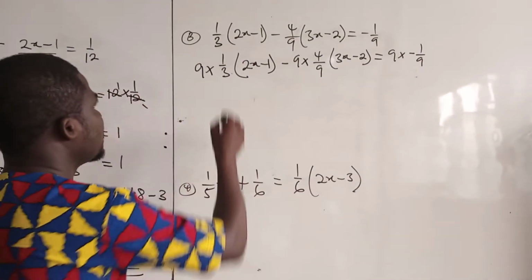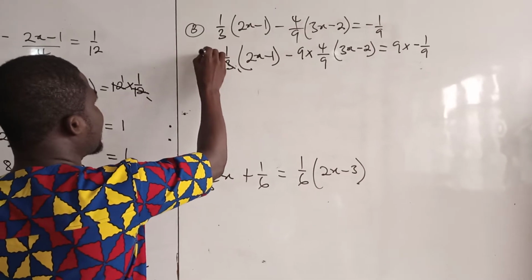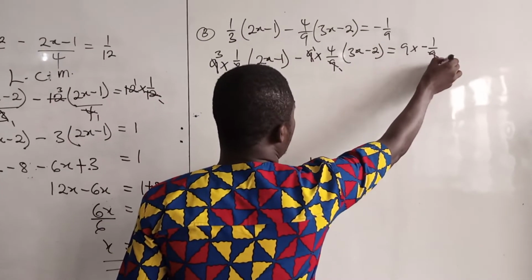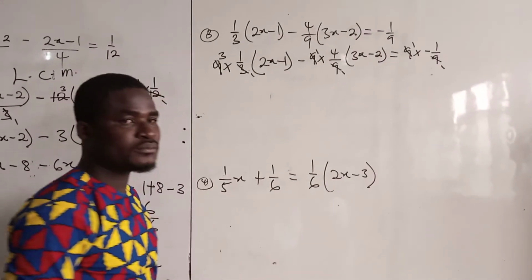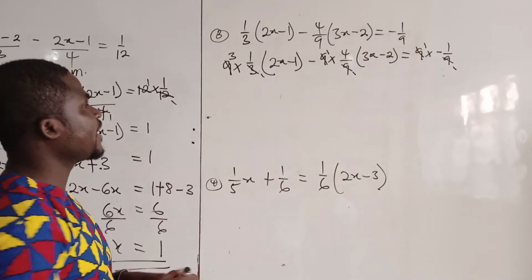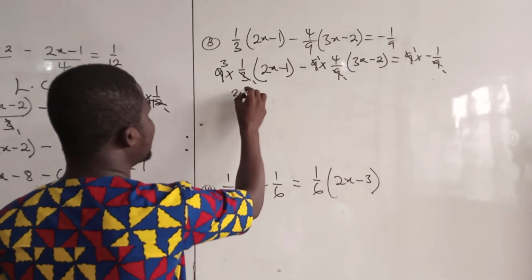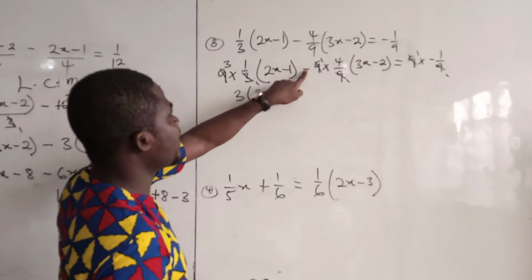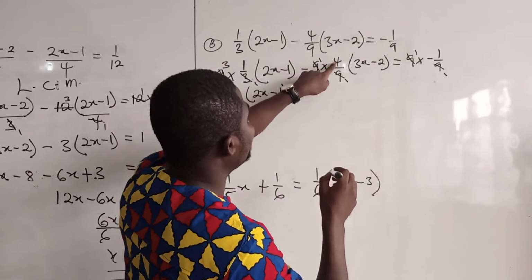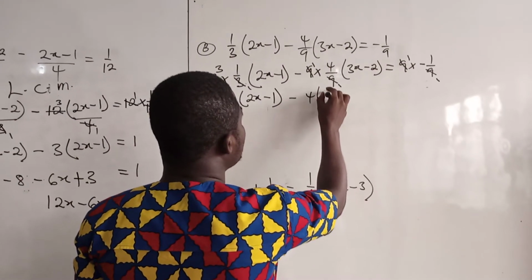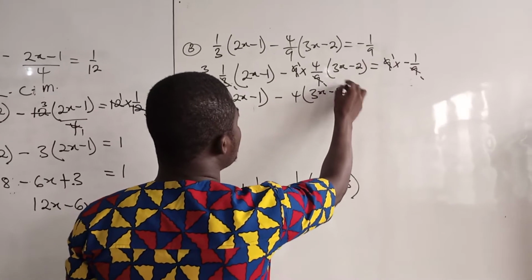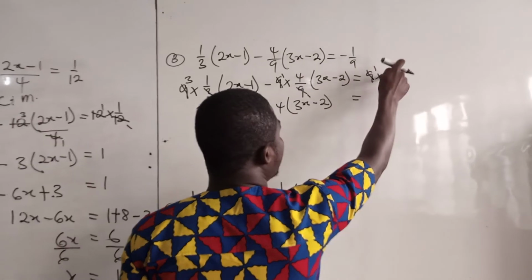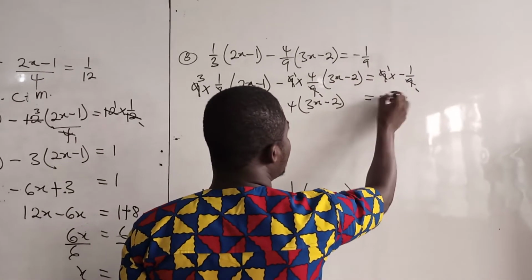Let's cancel. 3 goes here 1, 3 goes here 3. Now 9 goes here 1, goes here 1. Let's write everything again. So we're going to have 3 into brackets 2x minus 1. Now negative 1 times 4 is negative 4, into brackets 3x minus 2, equals 1 times negative 1. Take note. Negative 1.